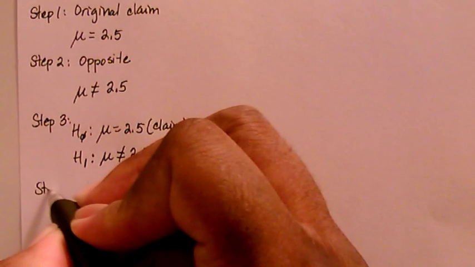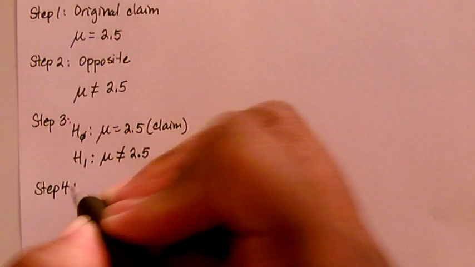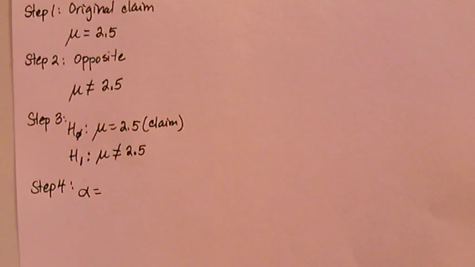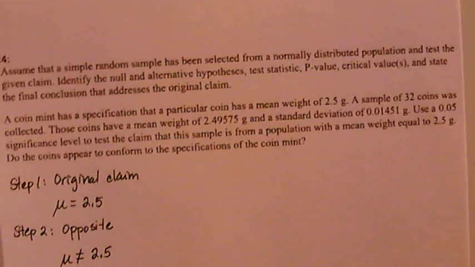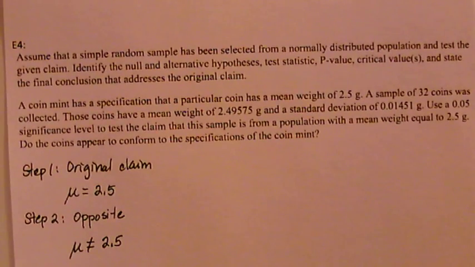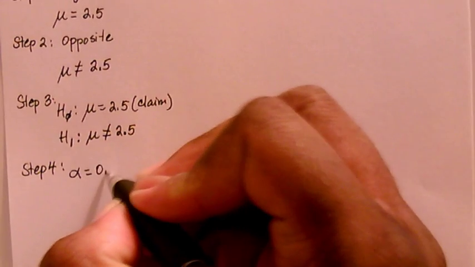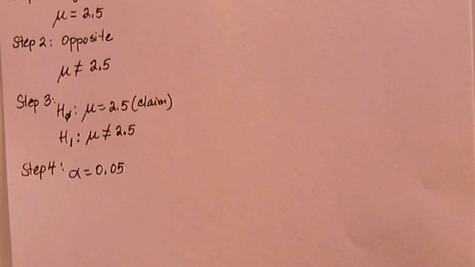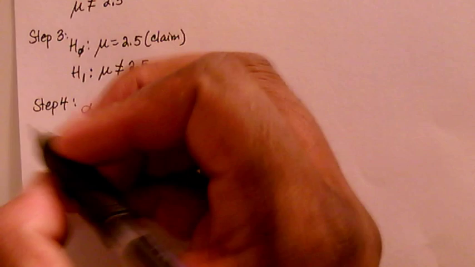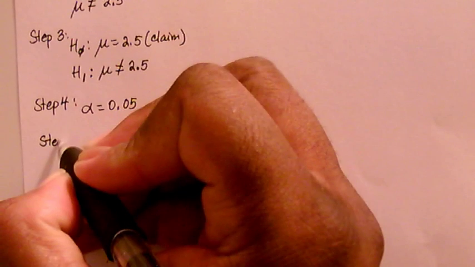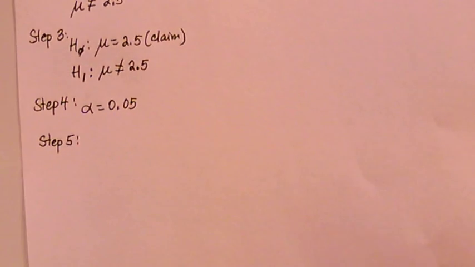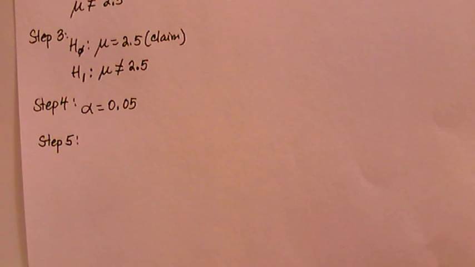Step number 4, your alpha level of significance. In this case, we're using a 0.05 significance level that was given to us in the problem. So your alpha level will be 0.05. And then step number 5, is calculating the test statistic.